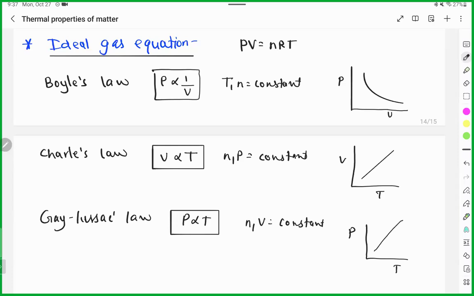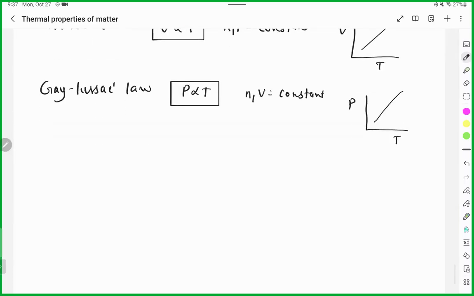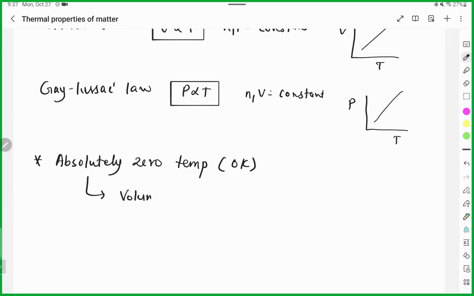Next, Pratigya, what is absolute zero temperature? Minus 273 degree Celsius, zero Kelvin. At absolute zero temperature, volume will be zero and pressure will be zero.